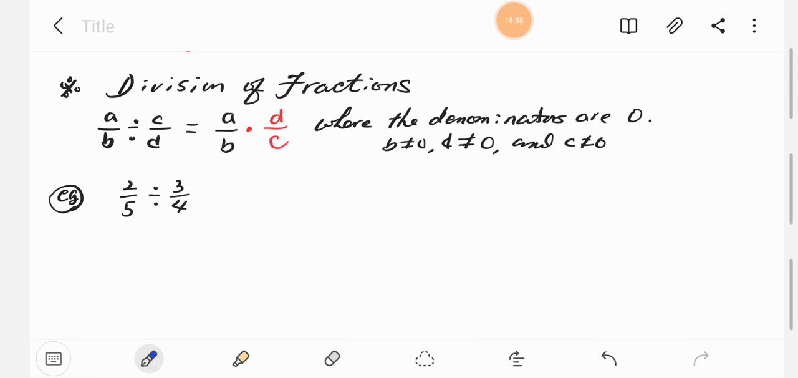Okay, always keep in mind that the denominator of a fraction cannot be equal to 0. So this value b, the denominator b, cannot be equal to 0, and d is not equal to 0. And once you make a product, the numerator c became the denominator. So c cannot be equal to 0. Always keep in mind this.